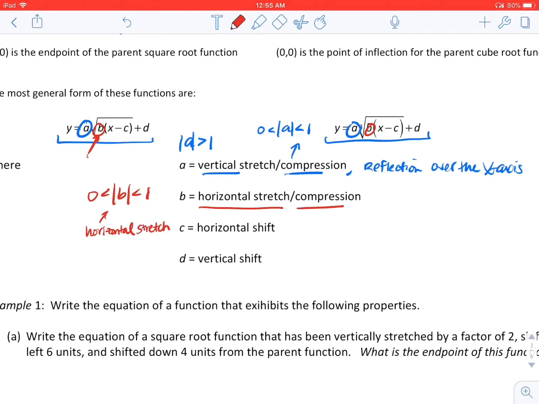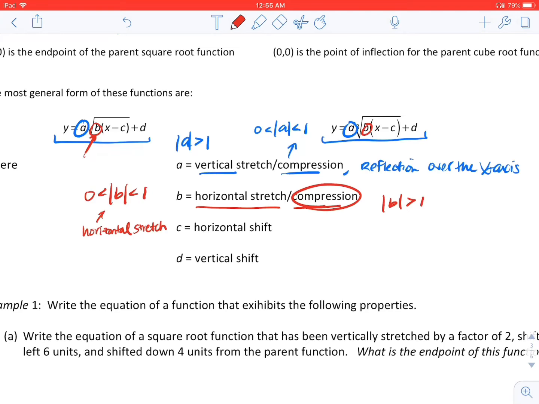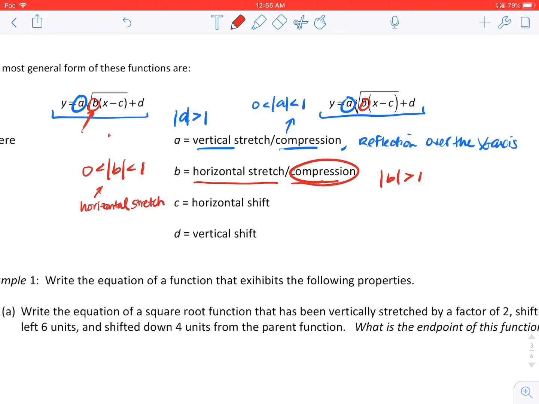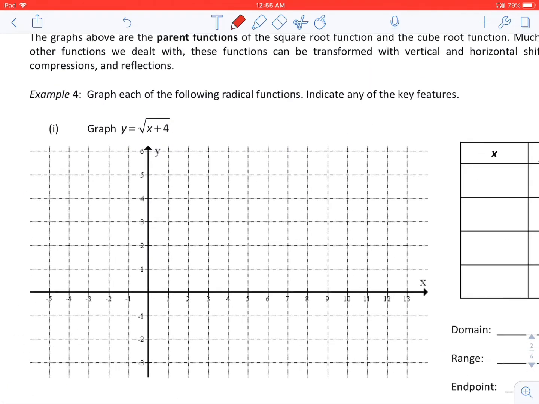The horizontal stretch means that the x values are growing by the reciprocal of that number. Whereas if the absolute value of b is larger than 1, the x values are being compressed by that factor. They're being multiplied by 1 over b. The c is the horizontal shift, either right or left, based on whether that's a plus or a minus. And the d would be a vertical shift, either up or down, depending on whether it's positive or negative.